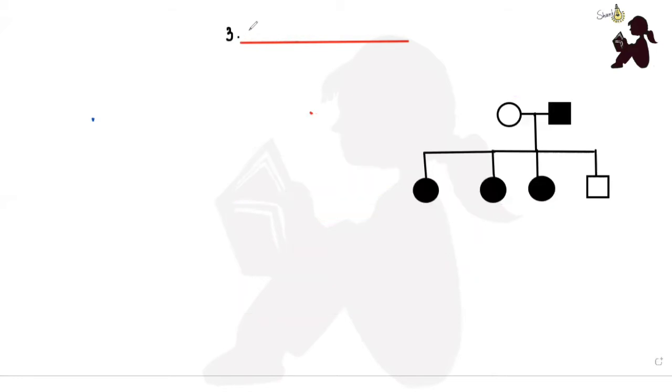So this was all about the autosomal recessive trait. Then the case of the X-linked dominant trait. Here, in this case, there will be no skip of generation.